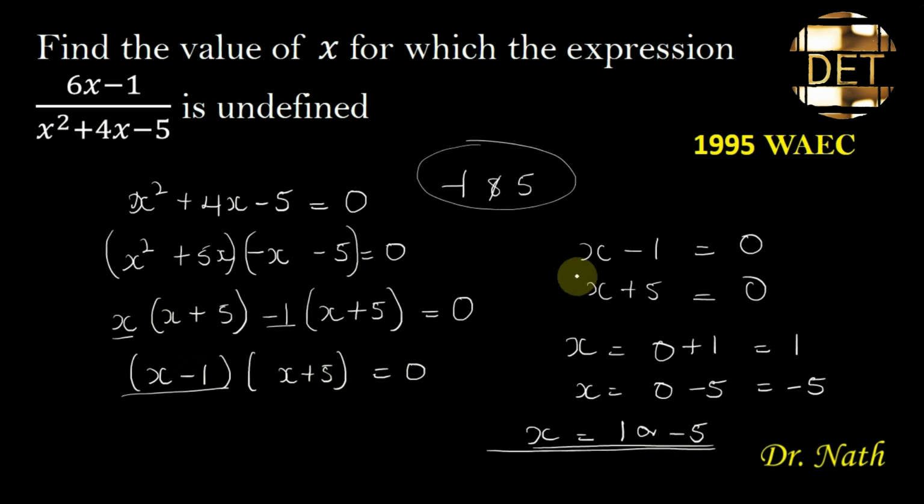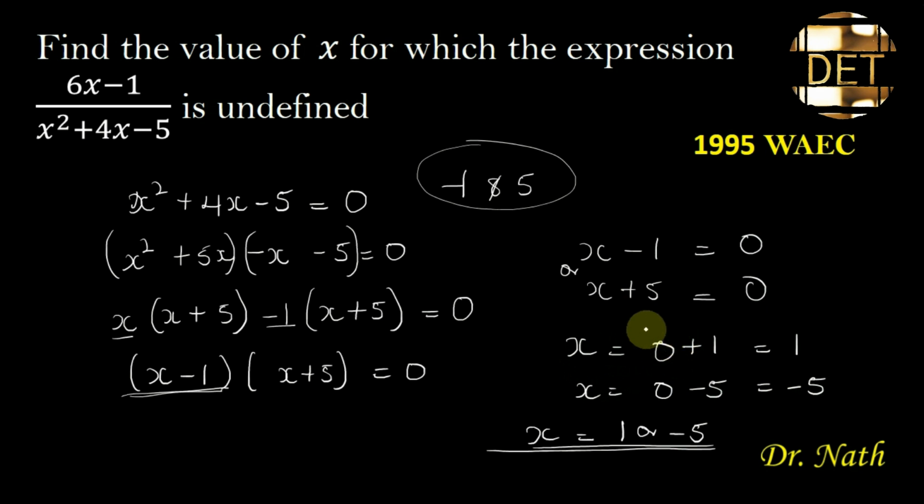So the expression will now be x minus 1, which is this expression, is equal to 0, or x plus 5, which is x plus this 5, is equal to 0. So if x minus 1 is equal to 0, when this 1 crosses to the other side of the equation, it becomes plus 1. So that is what we have gotten here: x is equal to 0 plus 1, which is equal to 1. Or x is equal to 0 minus 5. When this plus 5 crosses, it becomes minus 5. So 0 minus 5, which is equal to minus 5.